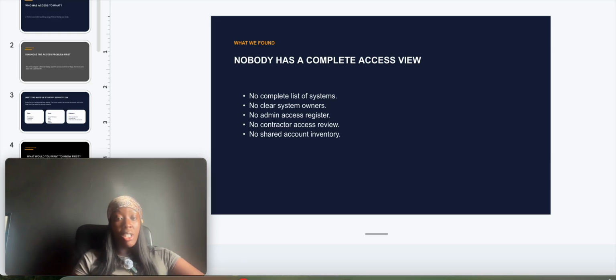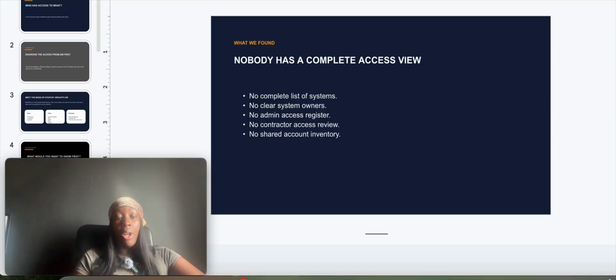No admin access register. You need to have a true understanding of who has access in terms of admin. Admin is very, very powerful. So if someone is an admin user and they leave the organization, you need to make sure that you close that account as they leave to make sure that it's not left as like a dormant account that an attacker could take over. No contractor access review.